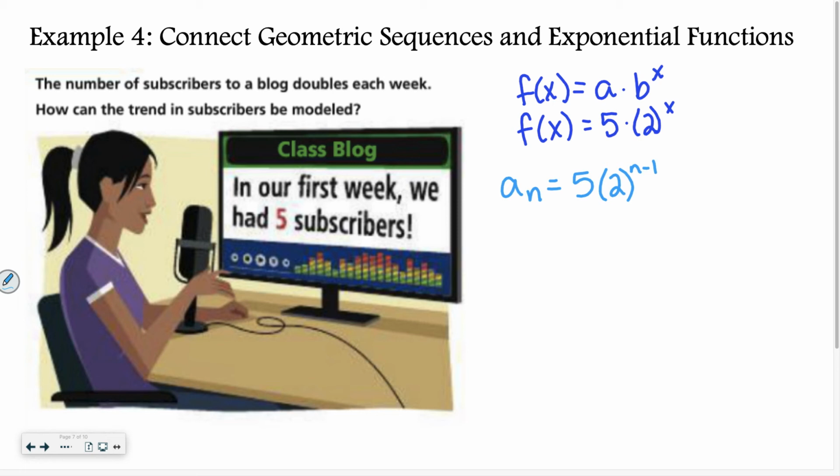They have the 5, they have that starting value, times, and then whatever the number is, whether it's rate of change or the common ratio, that gets raised to a power. So both of these would be correct ways to write formulas for this problem. You just have to pay attention to what it specifically asks you. This one didn't specifically say use a geometric or use an exponential, so that's why I showed you both.